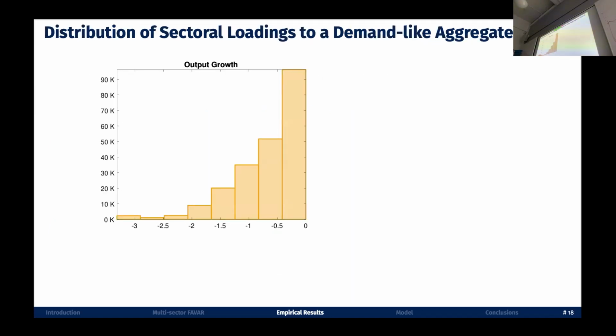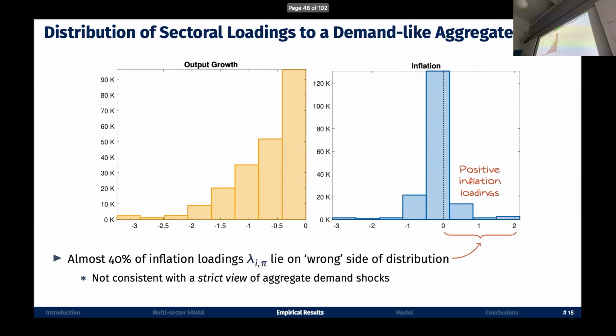So this is how the output growth loadings look. They're negative by construction. They're very heterogeneous, as you maybe would expect. Some sectors respond a lot, some sectors respond by little. But this is the key figure of the paper. So this is the distribution plot of the inflation loadings.